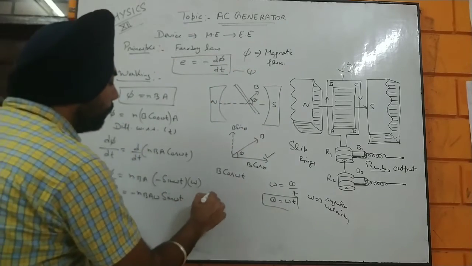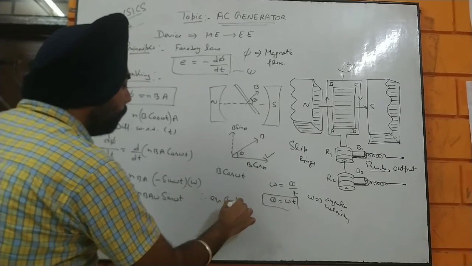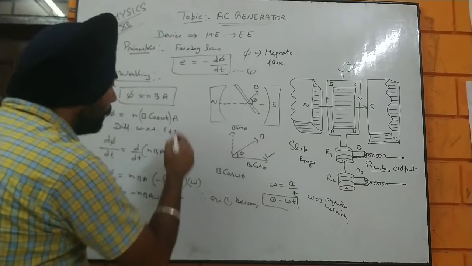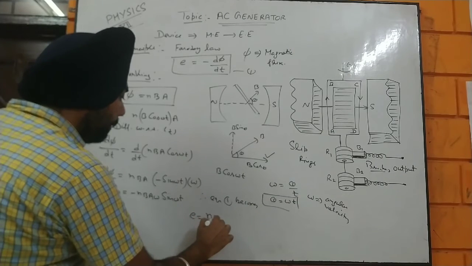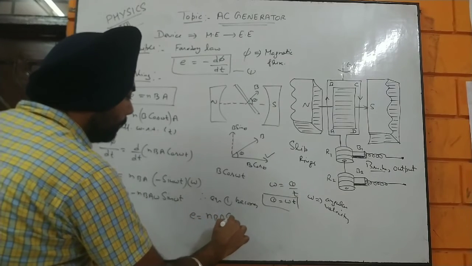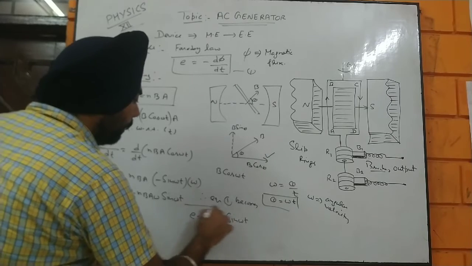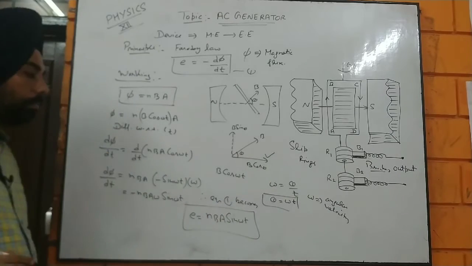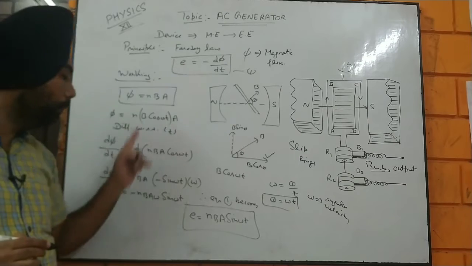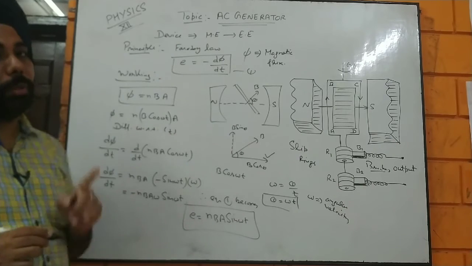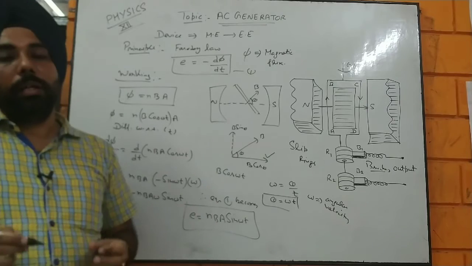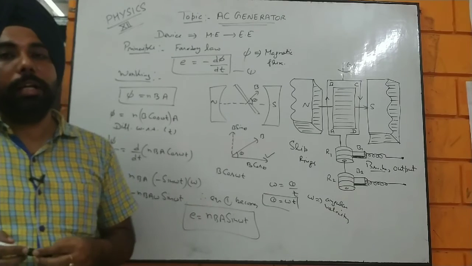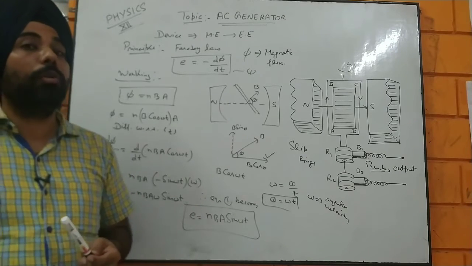So therefore equation 1 becomes, induced EMF is going to be equal to NBA sine omega t. Now that is our answer. Because that negative symbol cancels out that negative symbol as well, which means every induced EMF produced by an AC generator is going to be a sinusoidal wave.